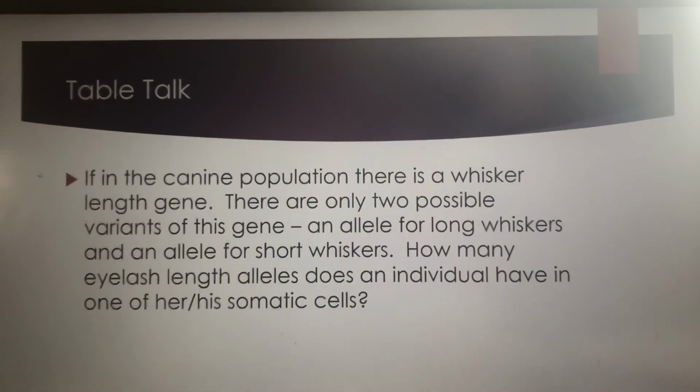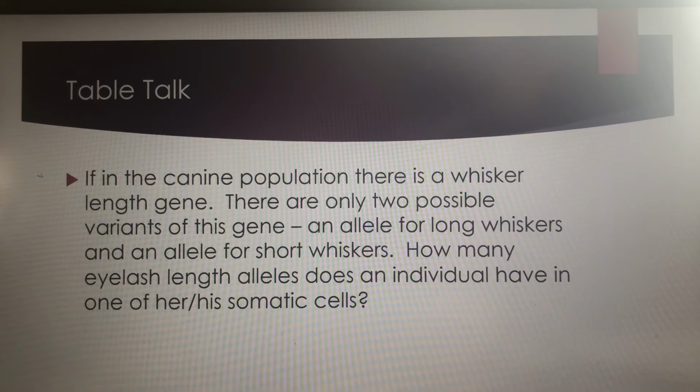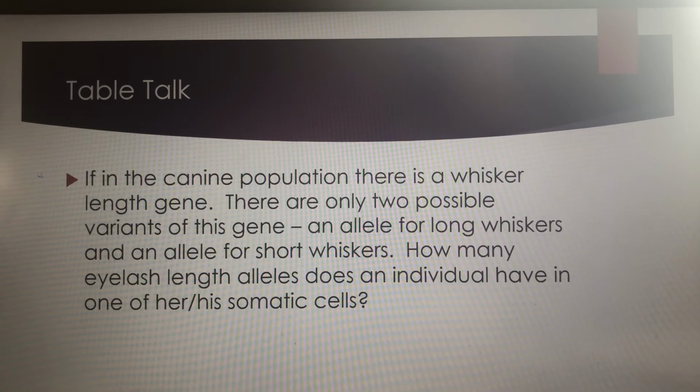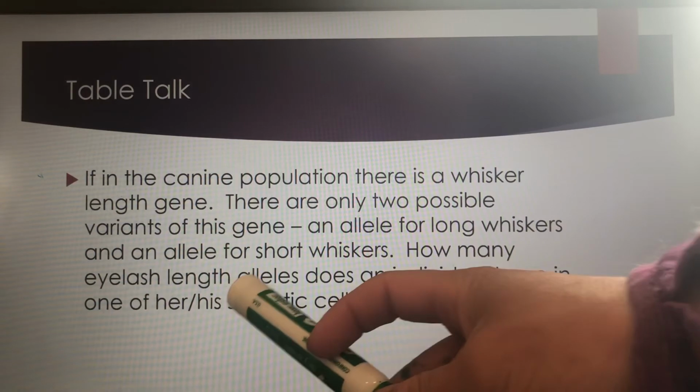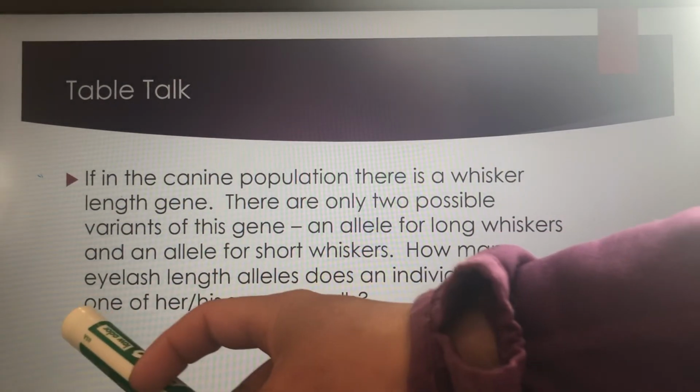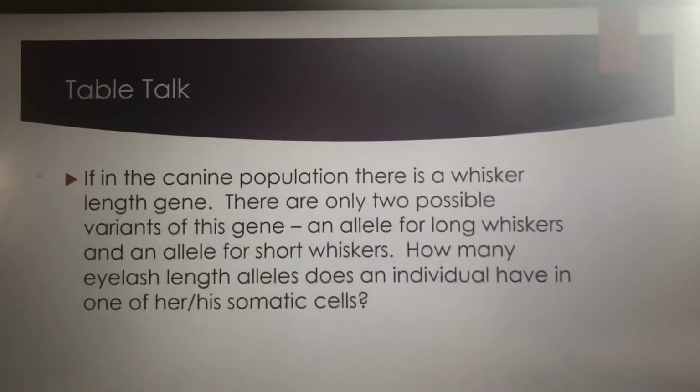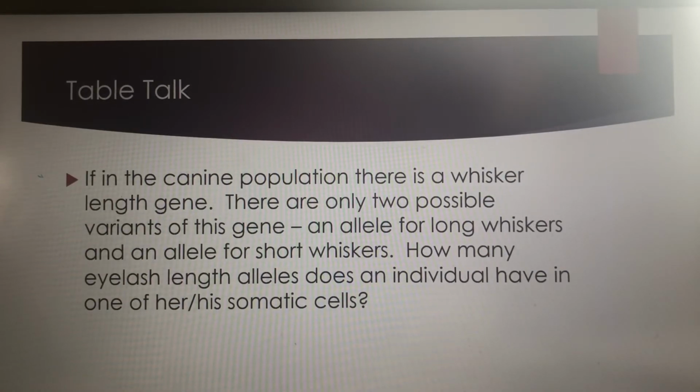All right. Oh, here's a fun table talk. In the canine population there is a whisker length gene, there are only 2 possible variants of this gene: an allele for long whiskers and an allele for short whiskers. Now, there's a mistake here. This should say, how many whisker length alleles does an individual have in one of her somatic cells? So obviously this is right off the test because look, I left eyelash length instead.